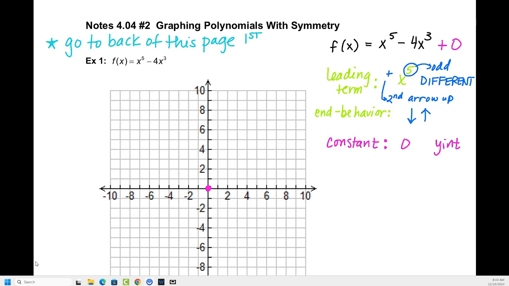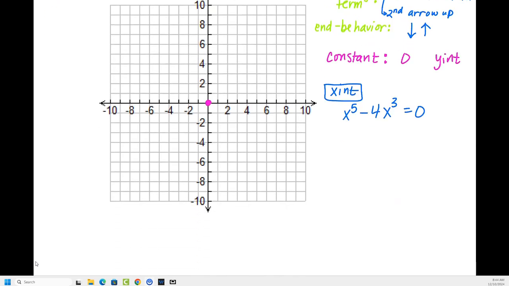Then I'm going to find my x-intercepts. So I'm going to take that equation, x to the fifth minus 4x to the third, set that equal to 0. And, oh, I could take out an x to the third. That's a GCF. I'm left with x squared minus 4. Oh, that x squared minus 4 is going to factor nicely. So the x cubed, I'll write that as x times x times x. And then the x squared minus 4 factors to be x plus 2, x minus 2, equal to 0.